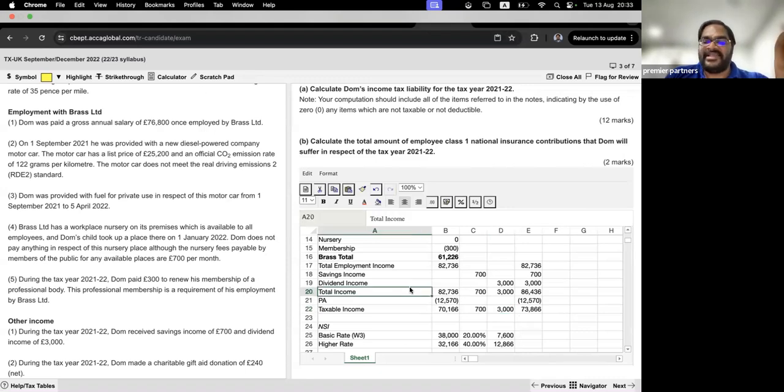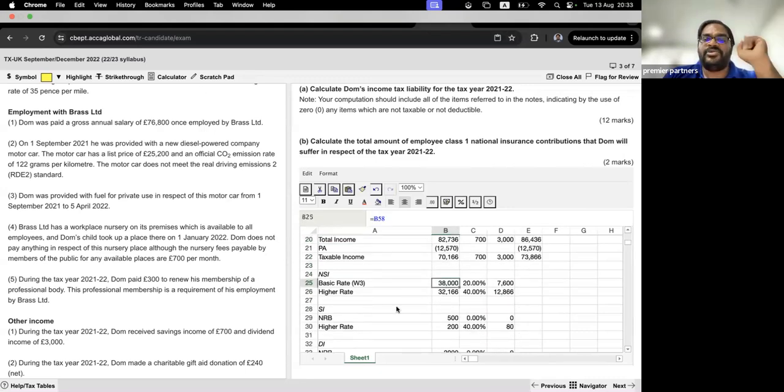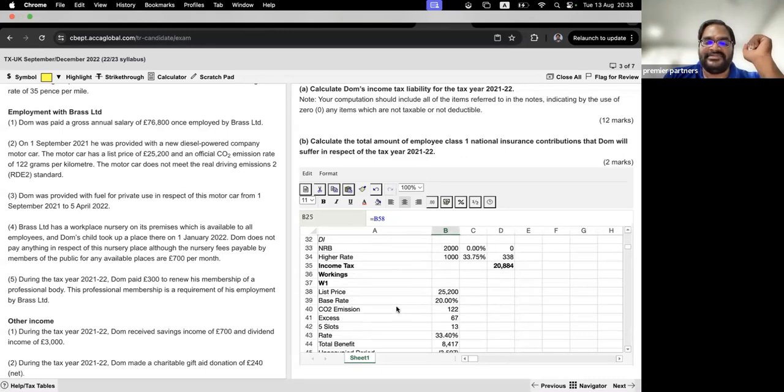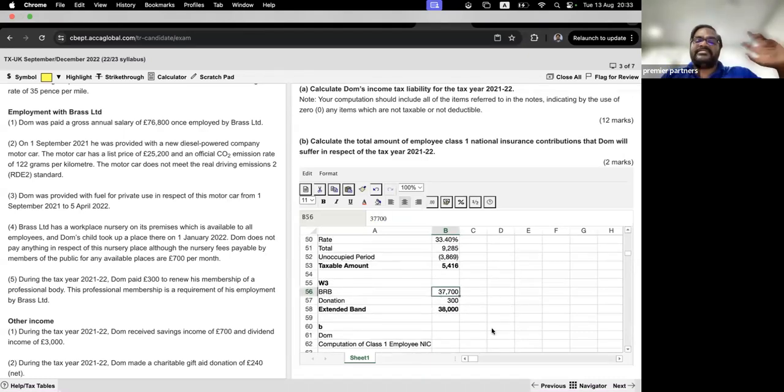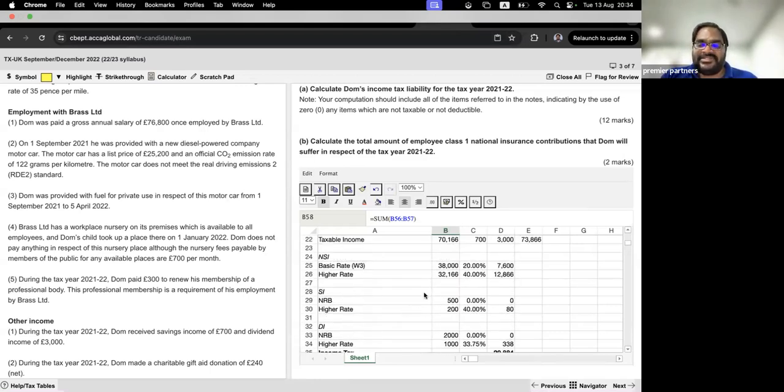Right. Then it's about applying the rates. So again, we have a gift aid donation coming into the picture. For that, I gave another working number. 37,700 is my usual basic rate band. Donation 240 is the net one. So that divided by 80 into 100, 300. So the extended basic rate band would be 38,000. That should be clear, right? Any concerns about the extension of the basic rate band? Great.